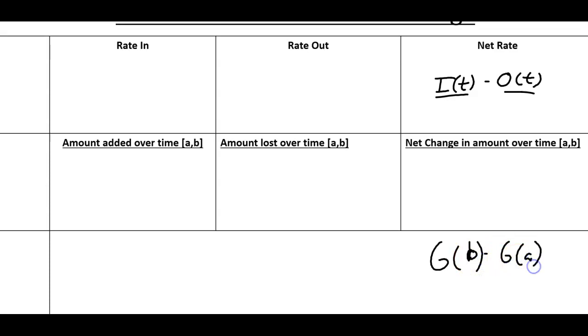So up here we have two different functions being subtracted from each other. One's an in function, one's an out. Down here I have one function at one value being subtracted from itself at another value. So it's the same function on the bottom. So that's one thing that makes them different.